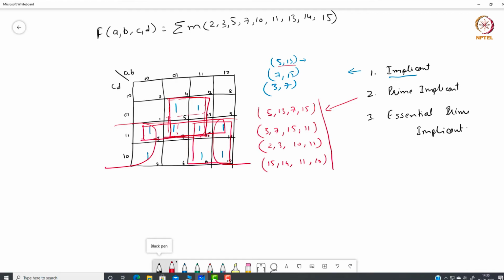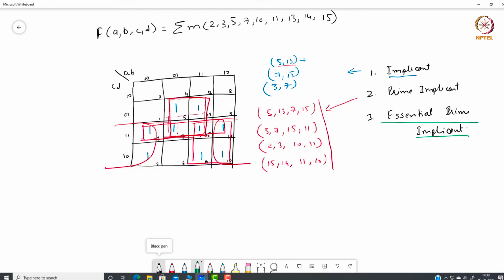So there could be a few redundant ones. That's why we now define a new term, which is called essential prime implicants. Essential prime implicants are those implicants which have to be part of our final solution. How do we find out which cubes should be part of our final solution?